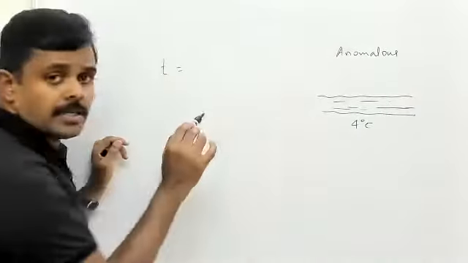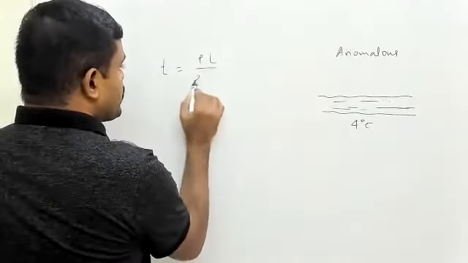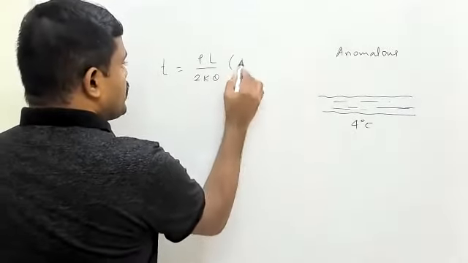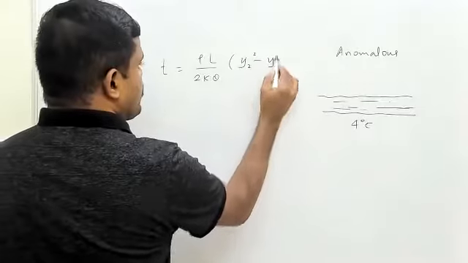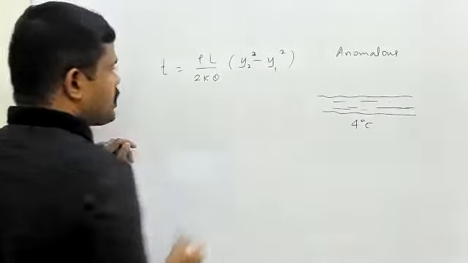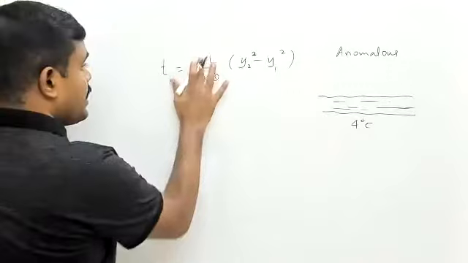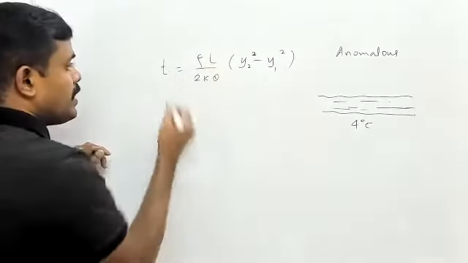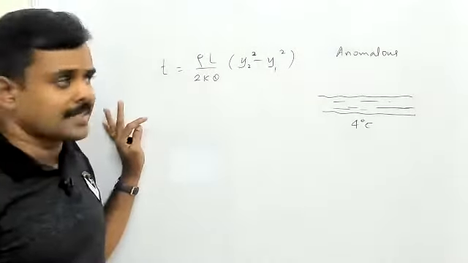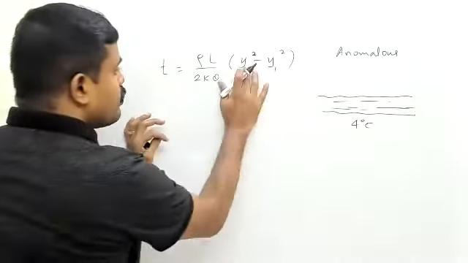You have to learn this equation: rho L divided by 2k theta into y2 square minus y1 square. What is this? This is the only equation to be learned here. Actually, it is the end equation of an integration. You will need this equation as such for JEE exams only, but for NEET, I'll tell you what you need.